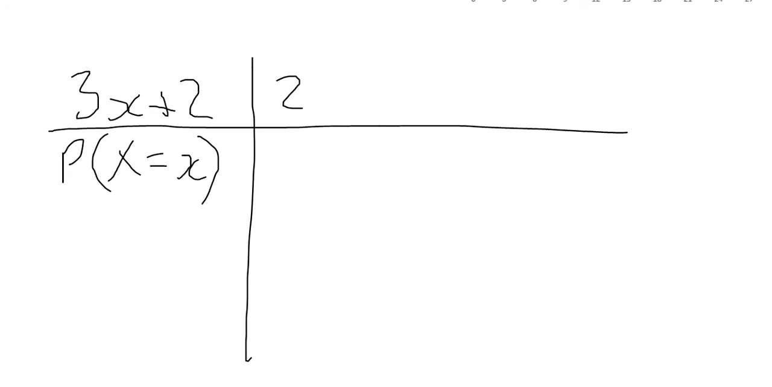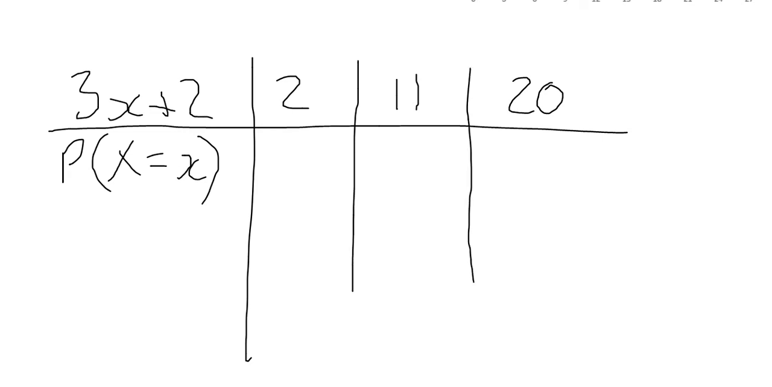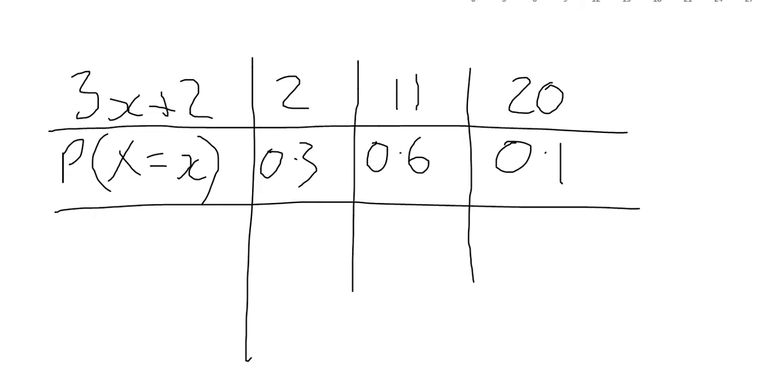So that's going to be 2. 3 times 3 is 9, plus 2 is 11. 3 times 6 is 18, plus 2 is 20. So for this one, we've still got 0.3, 0.6, 0.1. So we multiply it out to fit in. We're going to find our E of x, our variance, and our standard deviation.